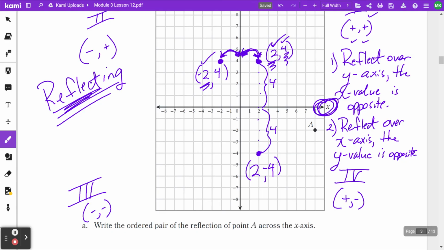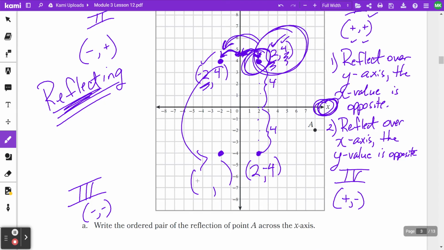And at times someone will say to you, hey, what if we reflect over both axes? Well, guess what? Let's say this is my starting point, and I reflect over the y and then reflect over the x. I'll probably wind up right about there. But as far as the ordered pair is concerned, from the original, both the x and y values will become opposites. So if I start with a positive 2, that'll become a negative 2. And if I have a positive 4, that'll become a negative 4.